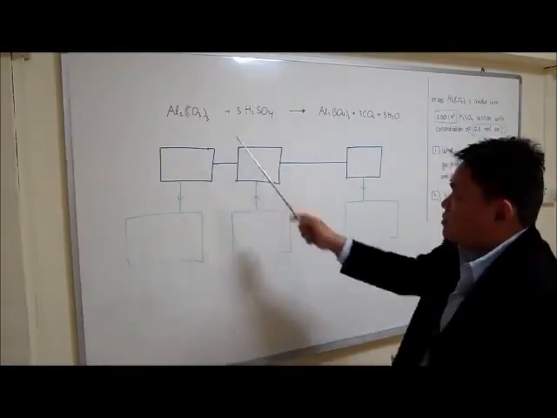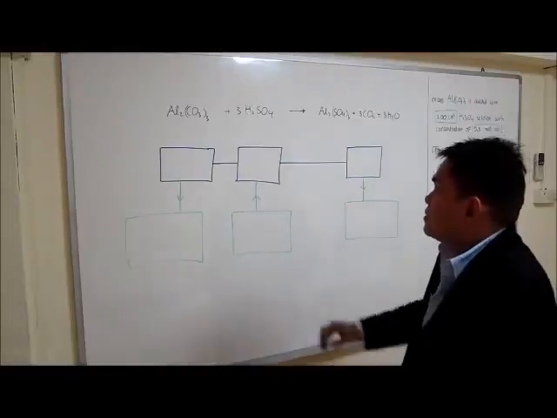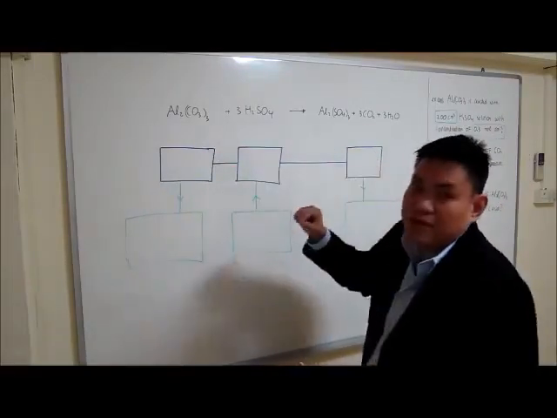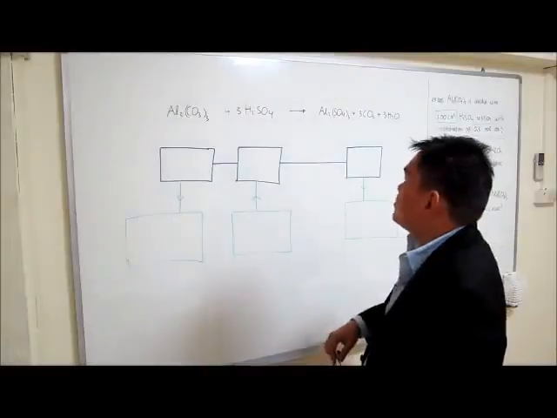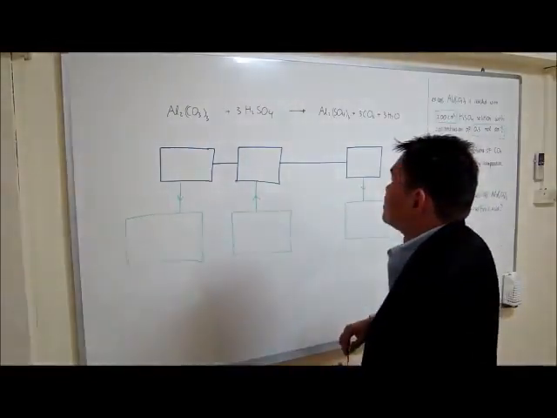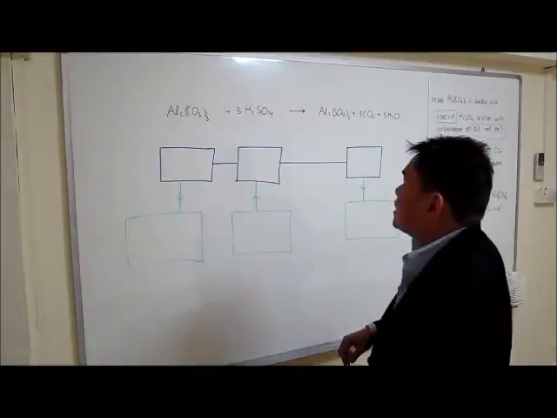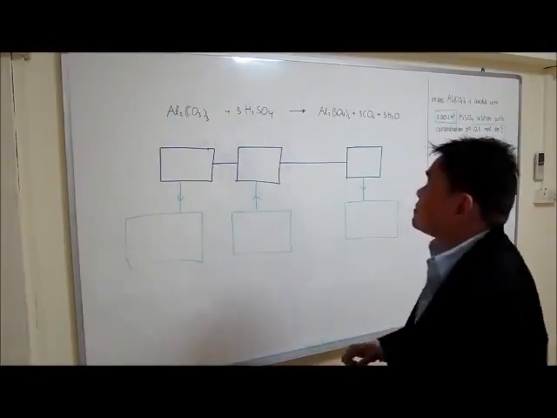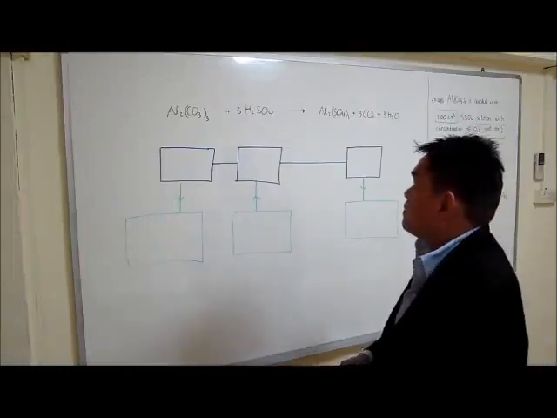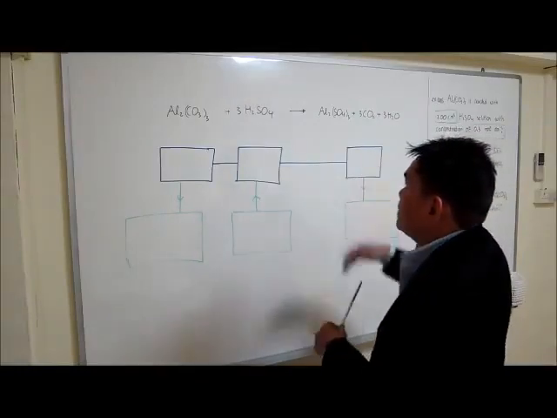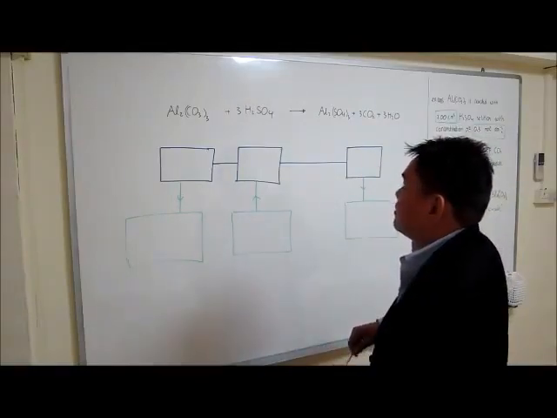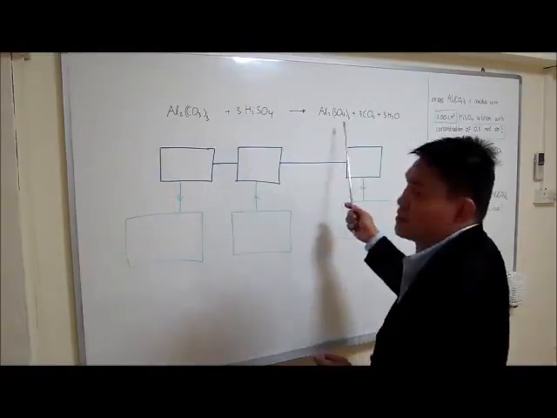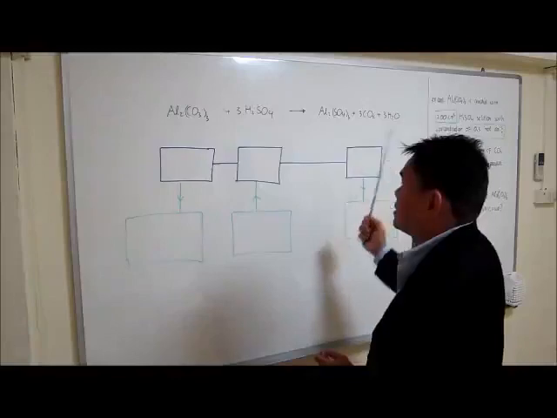I already prepared some blue boxes here. So these blue boxes will represent the number of moles of substances in the reaction. In this case, the reaction is between aluminum carbonate and sulfuric acid. So we have that type of reaction whereby you have carbonate salt with acid. So you're going to get salt, carbon dioxide at the bottom.